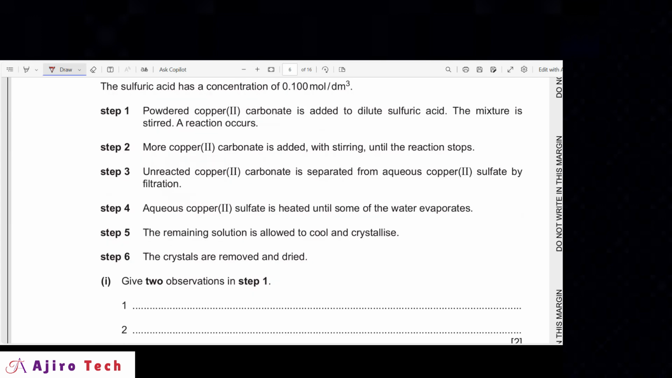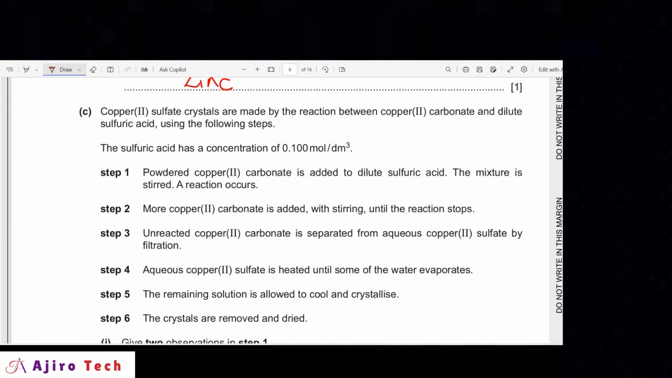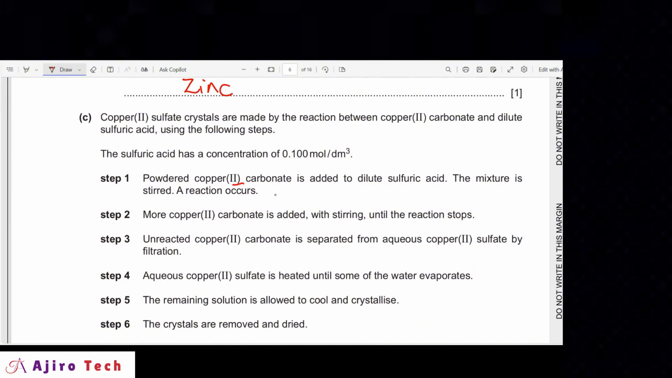Give two observations in step one. Step one is where the powdered copper(II) carbonate is added to dilute sulfuric acid and stirred. If you look at this reaction, we have copper(II) carbonate, which is CuCO3. You added sulfuric acid, H2SO4. So you're going to have, of course, copper(II) sulfate, CuSO4, plus water formed here.